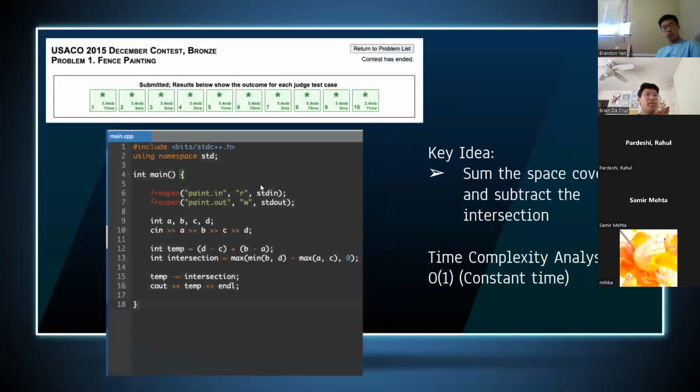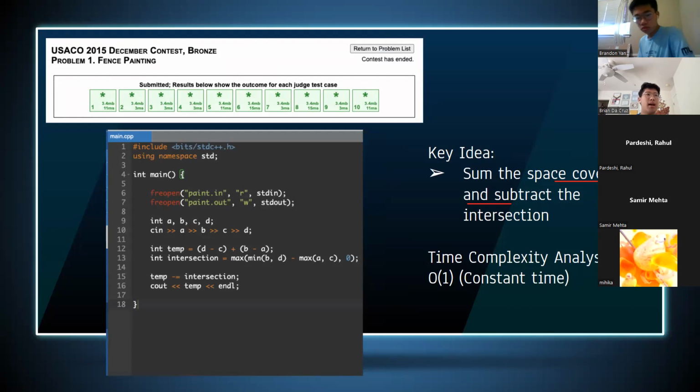All right, so here's basically our solution. I'll be going over the key idea, and then some cases, and then the code. So let's start off with the key idea. The key idea is basically to sum the space covered so far, and then we're going to subtract the total intersection that's involved.